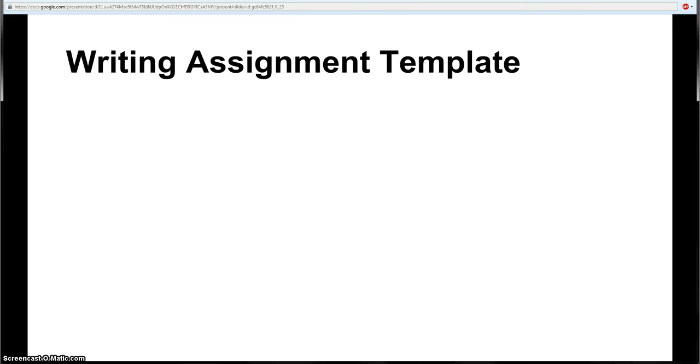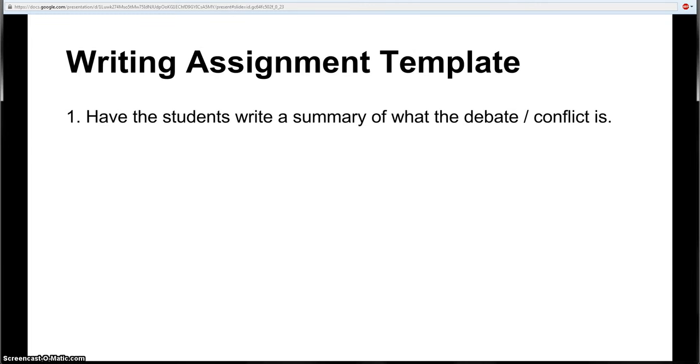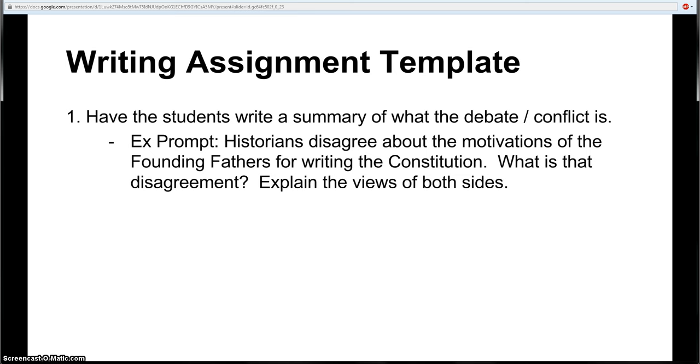So here's the writing assignment template you're going to use for the "do you buy that" mechanic. Number 1, have the students write a summary of what the debate conflict is. For example, historians disagree about the motivations of the Founding Fathers for writing the Constitution. What is that disagreement about? Explain the views of both sides. And that can be something like a paragraph, 5 to 7 sentences.